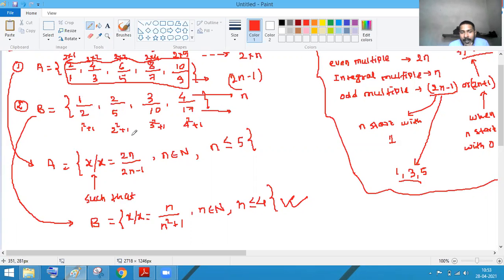So obviously if you follow this sequence, the nth term will be n square plus 1. That's what the answer is. x equal to n upon n square plus 1, where n belongs to the natural numbers and is less than or equal to 4. Got it? Yes, sir. Okay.